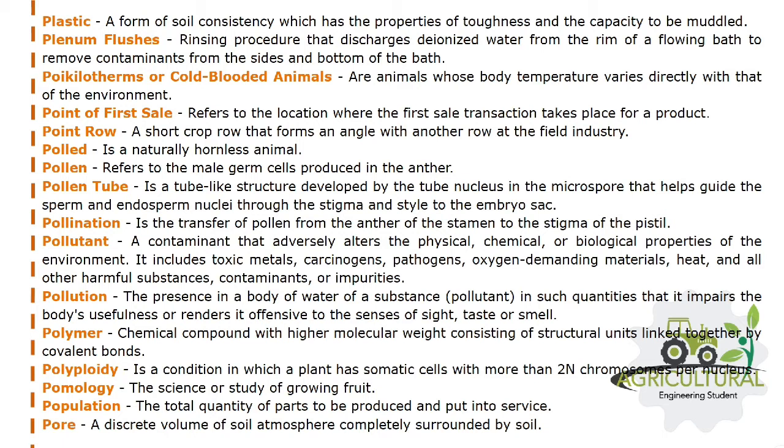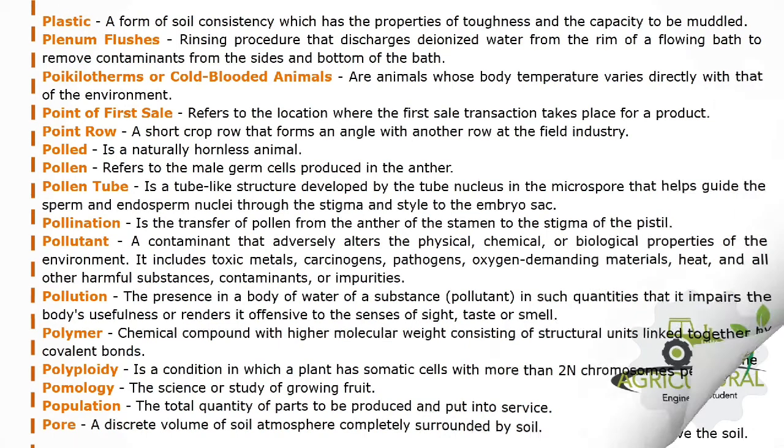Polyploidy is a condition in which a plant has somatic cells with more than 2n chromosomes per nucleus. Pomology, the science or study of growing fruit. Population, the total quantity of parts to be produced and put into service. Pore, a discrete volume of soil atmosphere completely surrounded by soil.